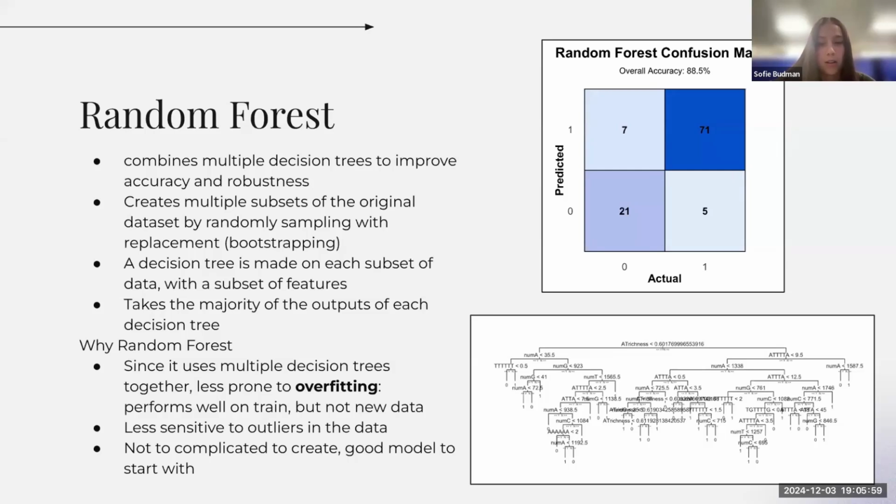So since this model uses multiple decision trees together, it's less prone to overfitting, which is when it performs well in the training data, but not in new data. Some other benefits of this type of model are that it's less complicated, it's less sensitive to outliers in the data, and it's also a pretty simple model to code in R, so it was a good model to start with for our project.